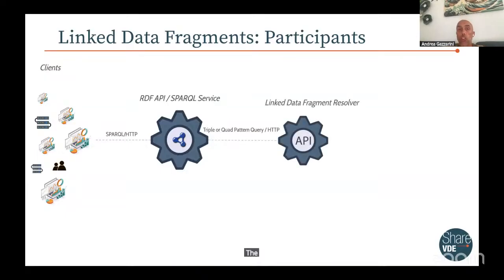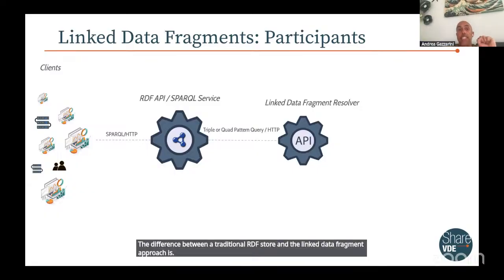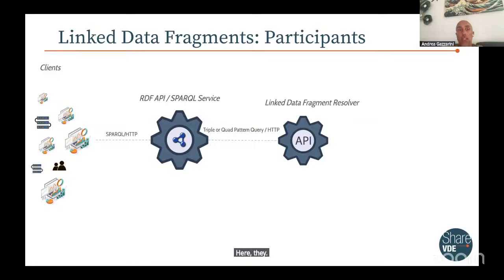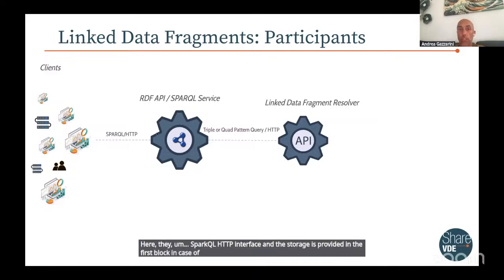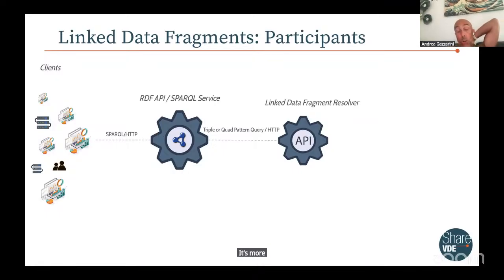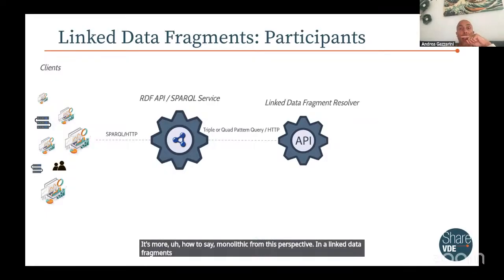The difference between a traditional RDF store and the linked data fragment approach is here. The SPARQL HTTP interface and the storage are provided in the first block in the case of the RDF store. It's more, how to say, monolithic from this perspective.